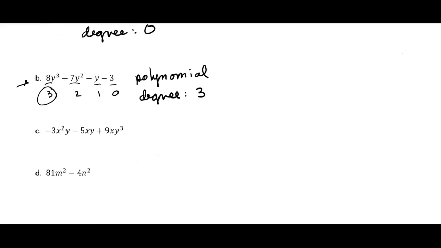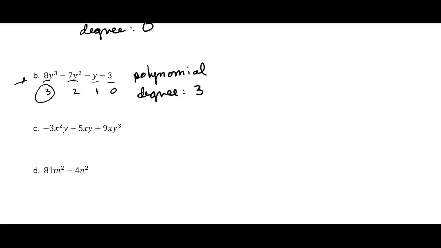All right, let's look at the next one. Well, how many terms do we have? 1, 2, 3 terms. That means it's a trinomial. And what about the degrees? Well, this term has a degree of 3 because you've got the 2 and the 1. This one has a degree of 2 because 1 plus 1. And then this one has a degree of 4 because you've got 1 and 3 would be 4. So the degree of the polynomial, this one, is going to be 4 because it's the largest degree. All right?